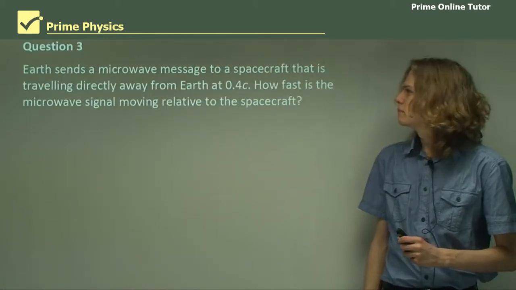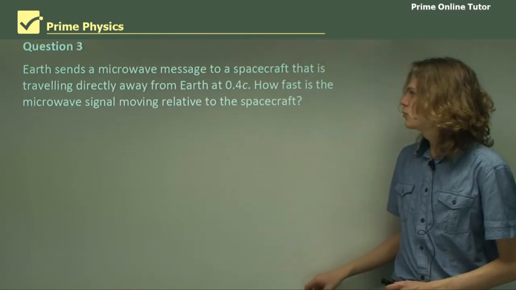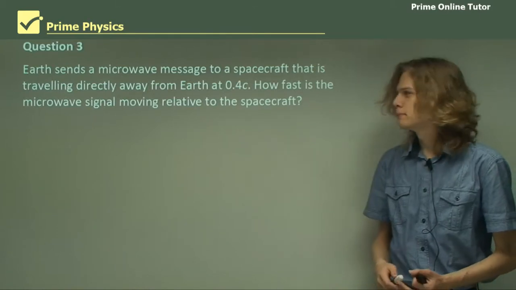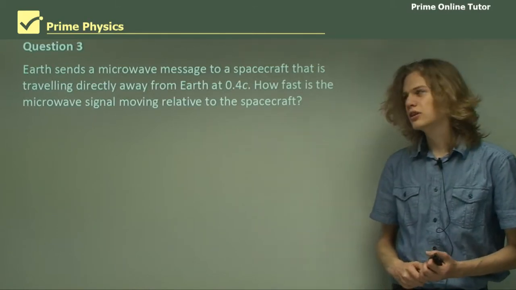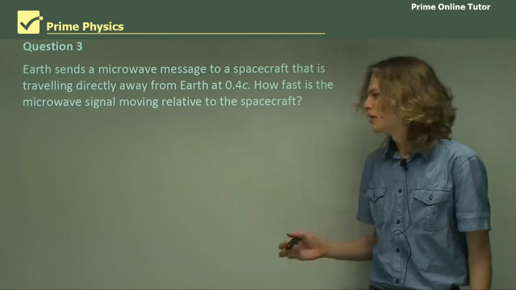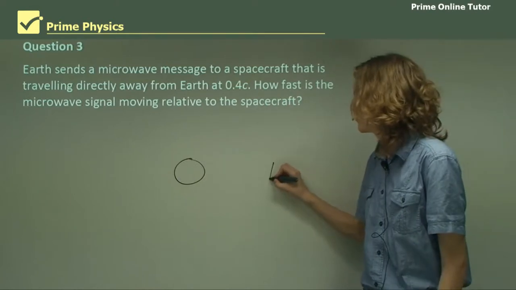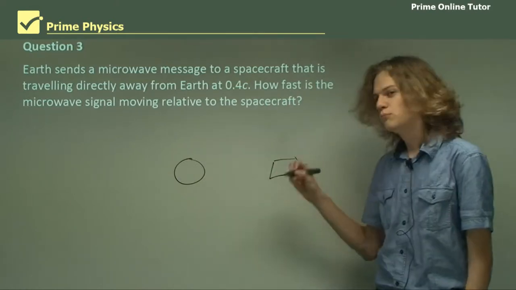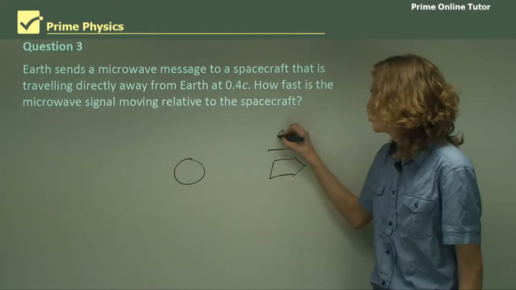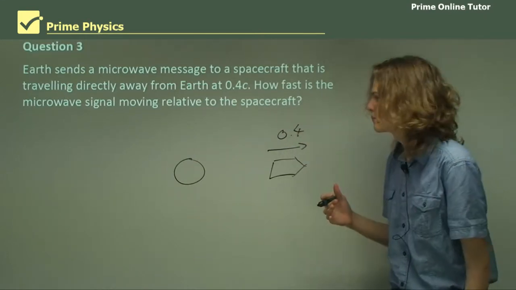Question 3. Earth sends a microwave message to a spacecraft that is traveling directly away from Earth at 0.4 c. How fast is the microwave signal moving relative to the spacecraft? So we can draw a diagram here. We have planet Earth, and we have a rocket moving away from it at 0.4 c, a little bit under half the speed of light.